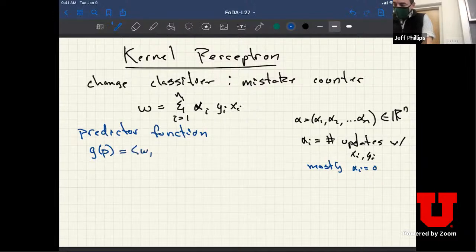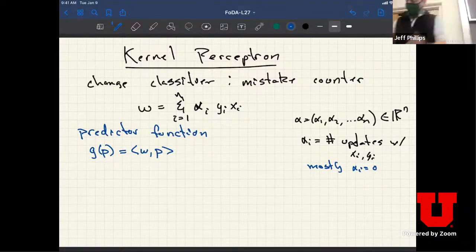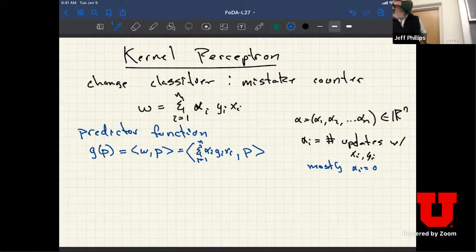Remember, this was equal to w·p. So if I want to make a prediction at p, then I just take the inner product with w here. And w now I'm representing this way. Instead of keeping track of a d-dimensional vector, I can actually represent it this way. And I can write this as the sum from i equals 1 to n of alpha_i y_i x_i, dotted with p.